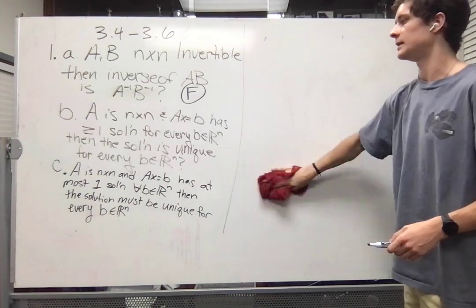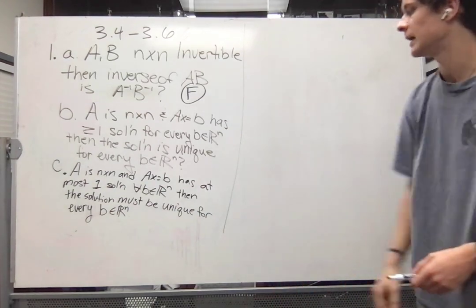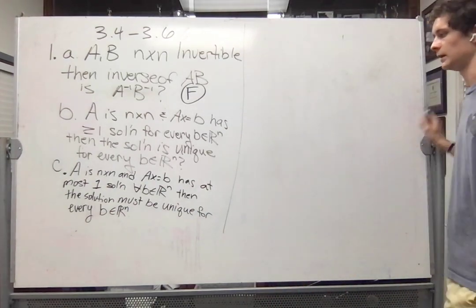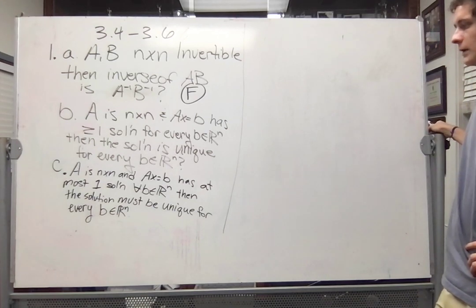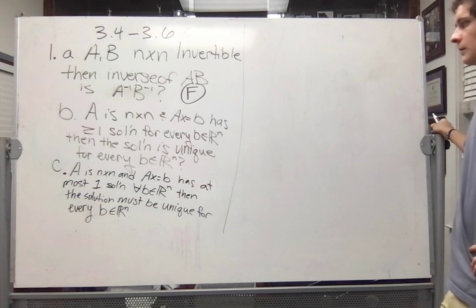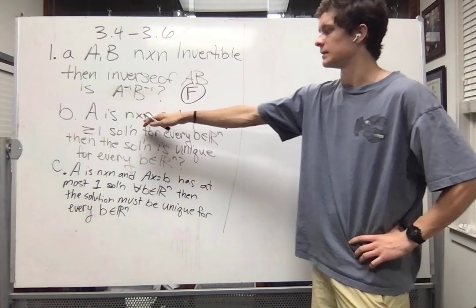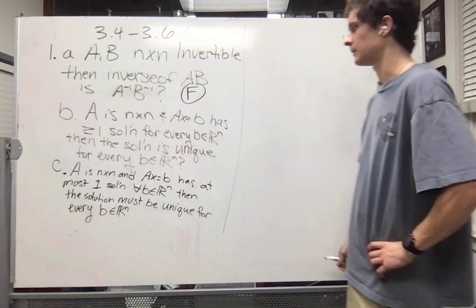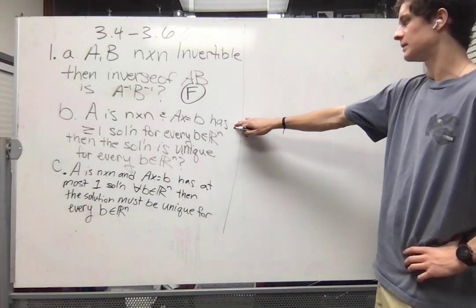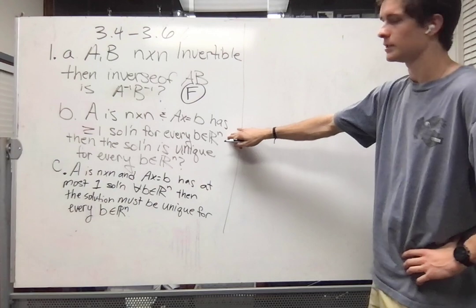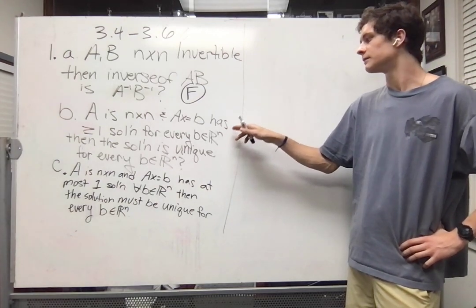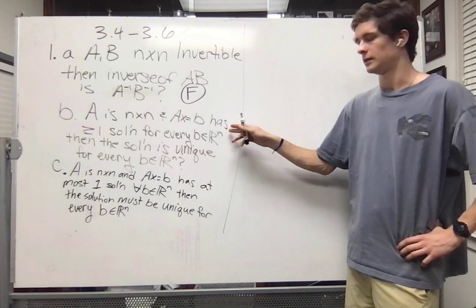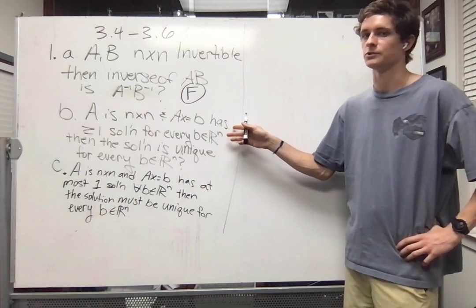B is asking: A is n by n, and Ax equals b has at least one solution for every b in Rn; then the solution is unique for every b in Rn. So let's parse through the statement. A is square, it's n by n, and that's going to be important. Ax equals b has at least one solution for every b in Rn. What should this remind us of? This first part of the statement, a solution for every b in Rn, should remind us of an onto transformation.